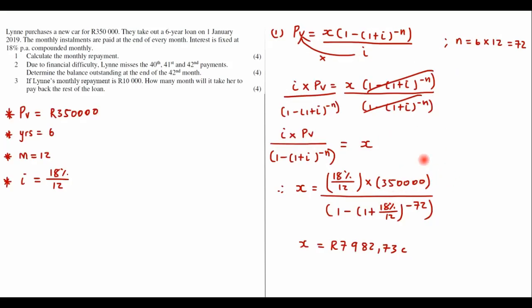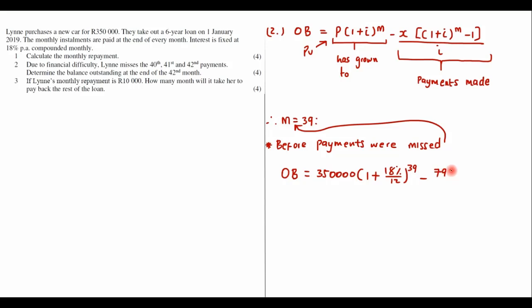So X here basically is 7,982.73 into 18% over 12 into, Lynn at that time has made 39 payments, so I'm going to put 39 there, over 18% over 12. All right, so now this will give us the outstanding balance. Now let's see what answer we get here.